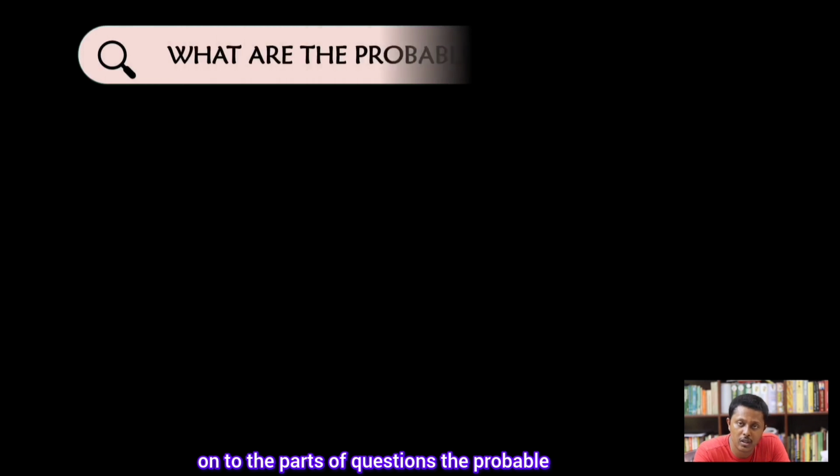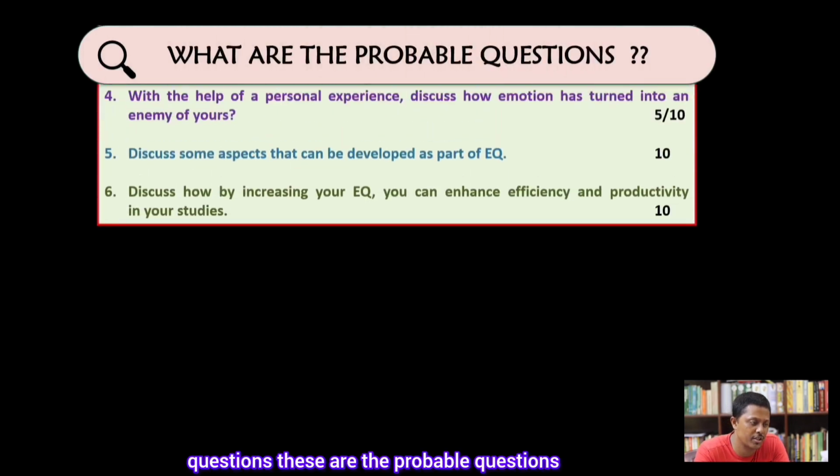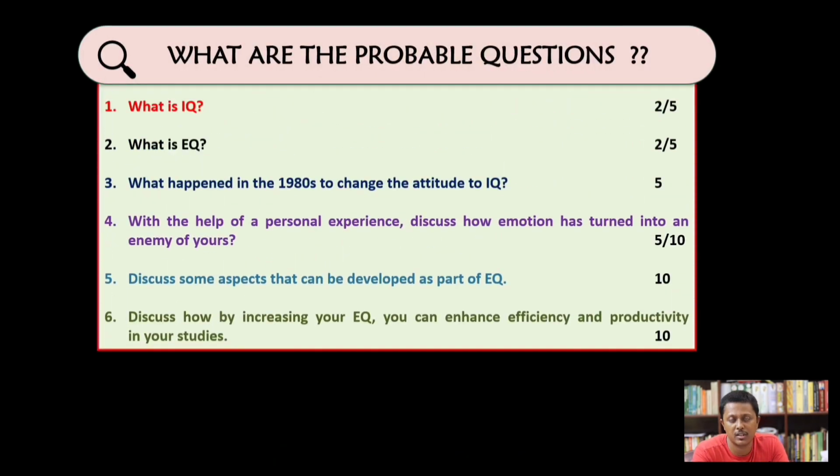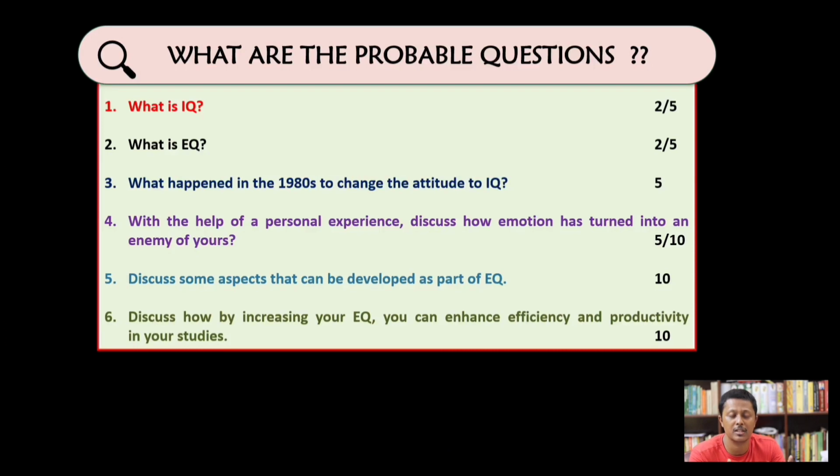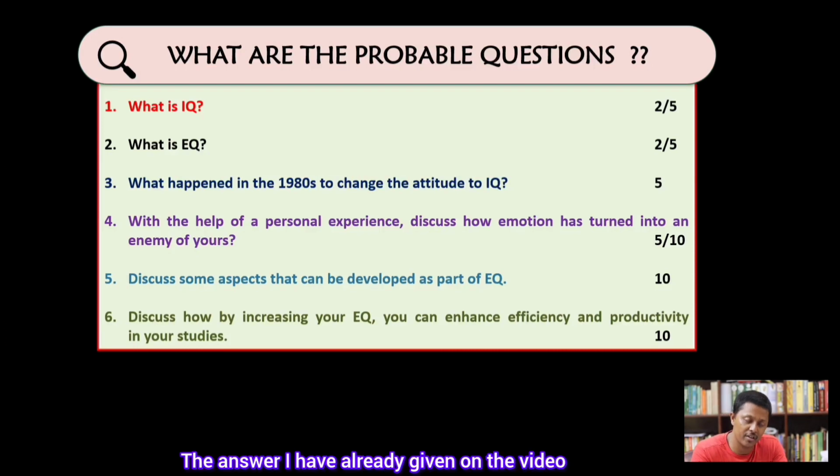Now, moving on to the parts of questions, the probable questions. These are the probable questions, scoring number 2 to 10, that you have to practice and follow. Yes, you are free to make more questions, but remember, what you have to do, you just need to give examples with your writing. So follow these questions, practice these questions. The answer I have already given in the video. So just look at the question and go to the parts, and each part is given in detail in this video.